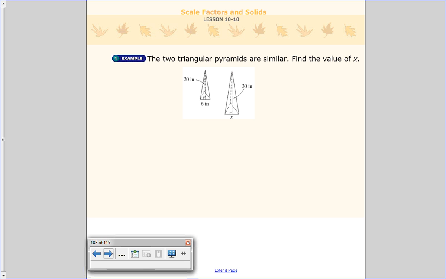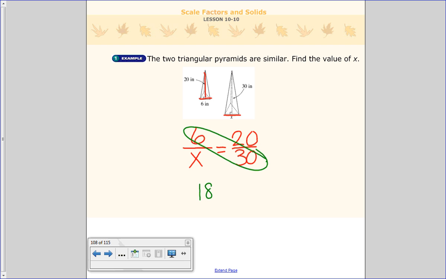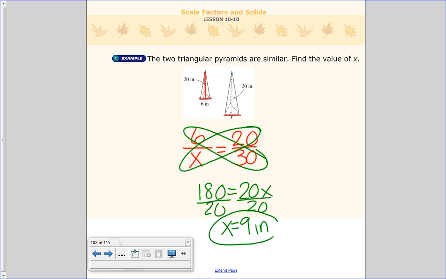All right, let's get started, shall we? So you should have had 6 and x, so 6 over x is the same as 20 over 30. And then you would solve using the cross products. 6 times 30 is 180, and then, well, that equals 20 times x. And then you solve for x, you get 9 inches. So for this one, you should have had 9 inches.